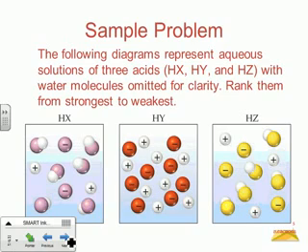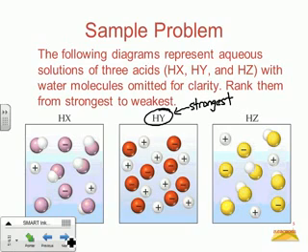The strongest acid is going to be the one that dissociates the most. And so you can see this HY right here. None of it stayed together. It all dissociated or split apart into positive and negative ions, okay? So this is going to be our strongest right here.